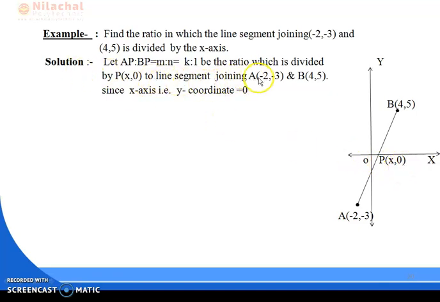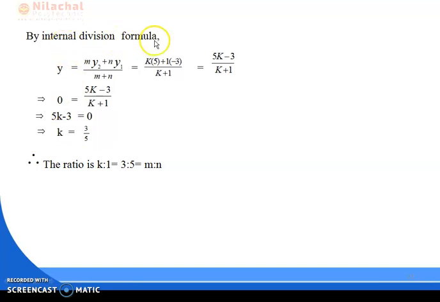So the line segment joins A (-2, -3) and B (4, 5). The line AB is divided at point P by the x-axis, so P's coordinates must be (x, 0). Let the ratio be k:1, because the question asks for the ratio. So let m:n equal k:1. Now by the internal division formula, the y coordinate of P is 0, so we take only the y coordinate. We don't know the x coordinate, but we know P's y coordinate is 0. So we take the internal division formula for the y coordinate.